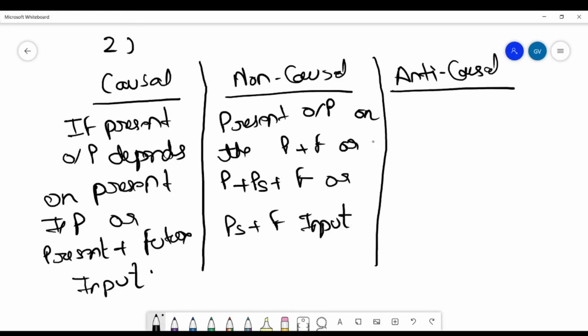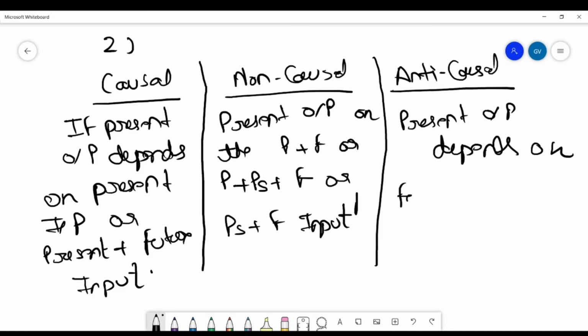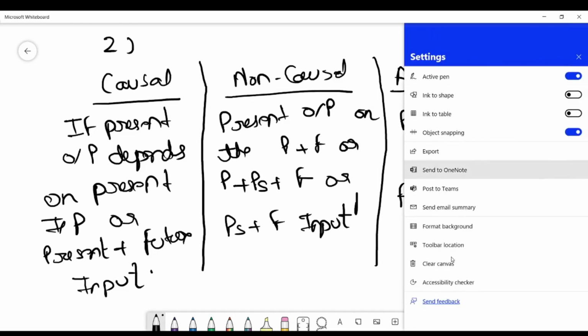Now for the anti-causal system, if the present output depends only on the future input, then it is anti-causal. Now let's take an example to understand these causal, non-causal, and anti-causal systems clearly.